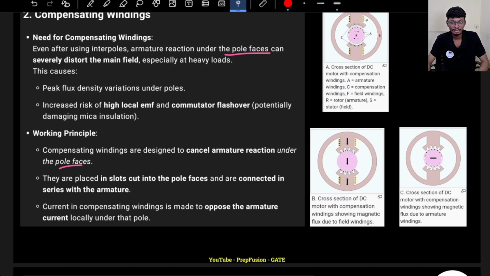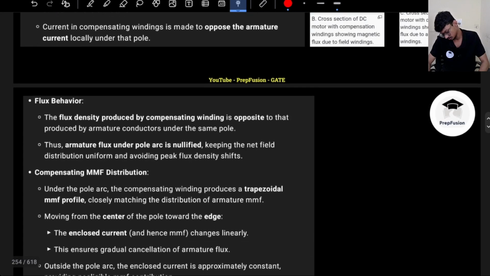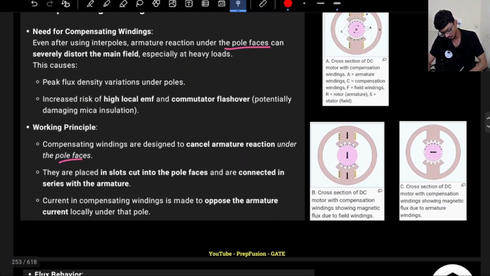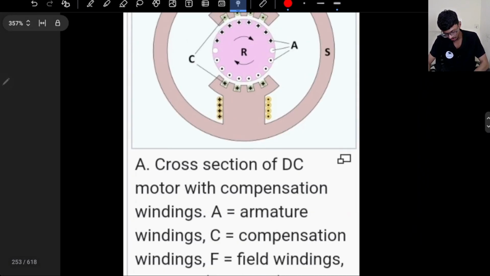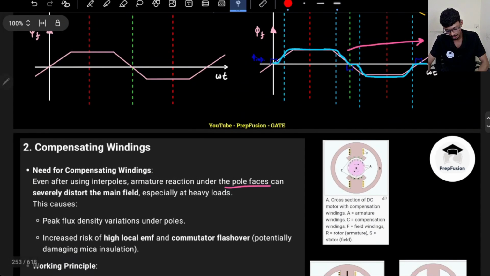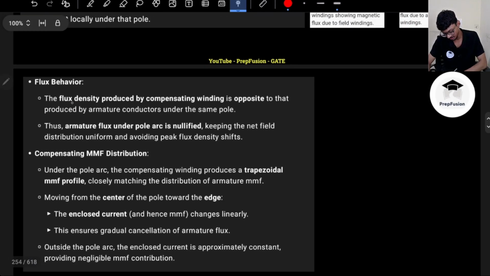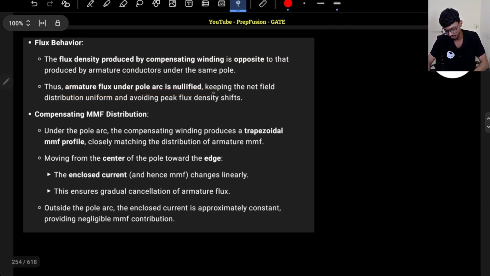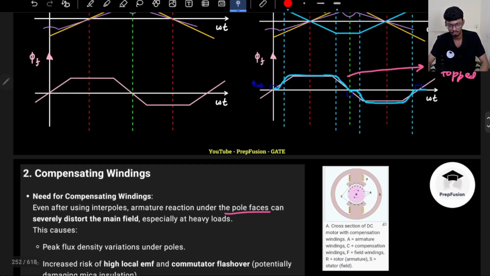So again, the current in the compensating winding is made to oppose the armature current locally. Basically we will connect it such that it generates a flux that opposes the armature conductor flux. So the flux density produced by the compensating winding is opposite to the armature. Thus, the armature flux under the pole arc is nullified, keeping the net field distribution uniform and avoiding the peak flux density shift. So the peak flux density will again be similar, so it will be flat topped.